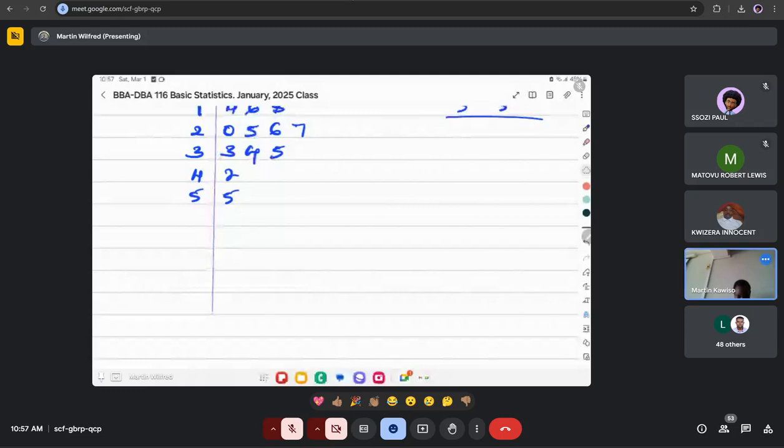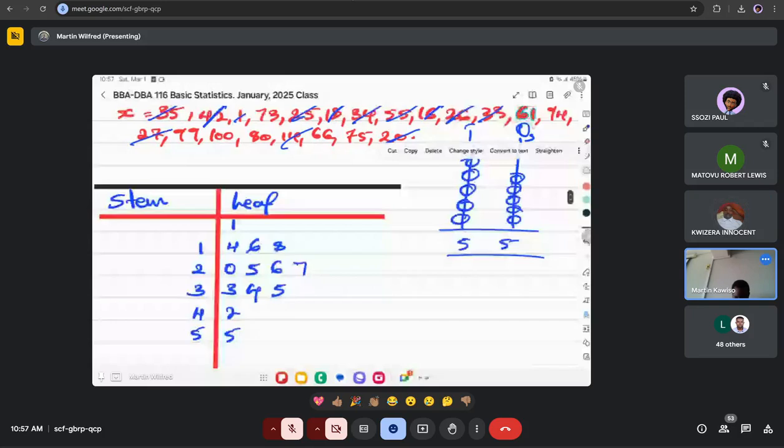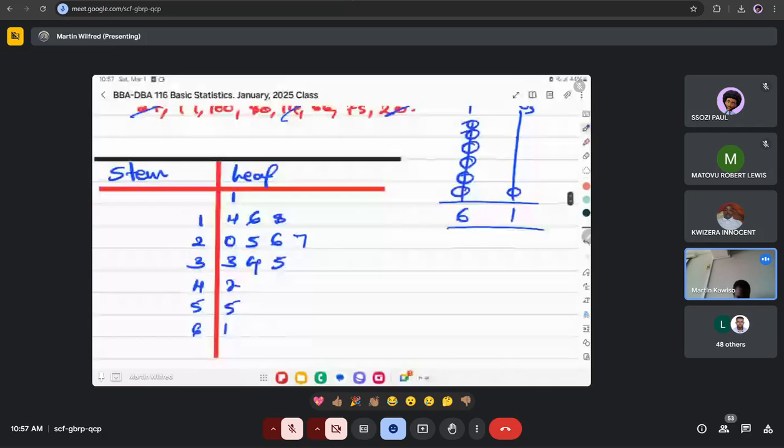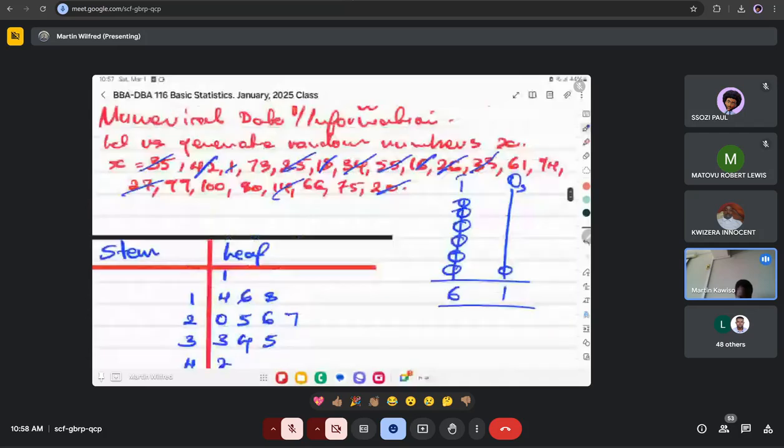So next smallest is what? 61. Next smallest, 66. We have copied 66. 73. 70. 3.